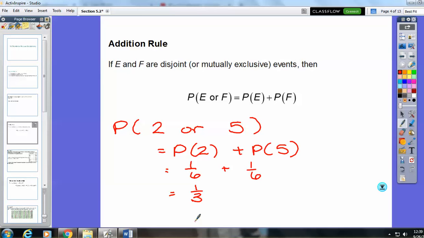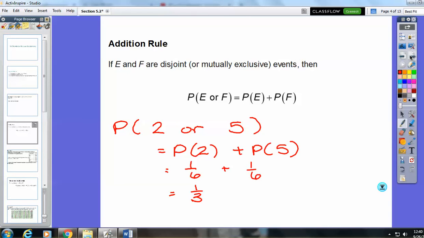Why would we do this? What's the reason that we'd ever need this? Because a lot of times when we're calculating probability, I'm not just asking for the probability of one thing happening. I want to know this or this happens. Roll a 2 or a 5. Well, your total probability is P of E plus probability of F. Now, this is only if you have mutually exclusive or disjoint.